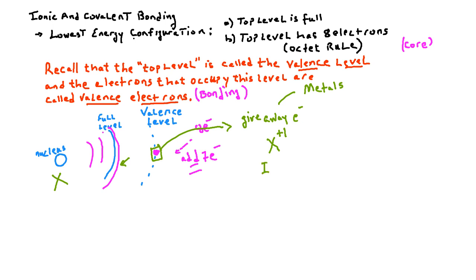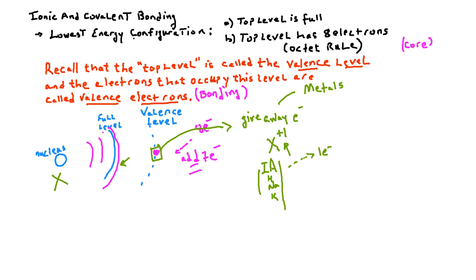If you give away 1 electron, those are all the elements in group 1A. So you'll see hydrogen there, you'll see sodium, you'll see potassium, and you'll see rubidium. Everything in group 1A wants to have a charge of +1 because they want to give away 1 electron.